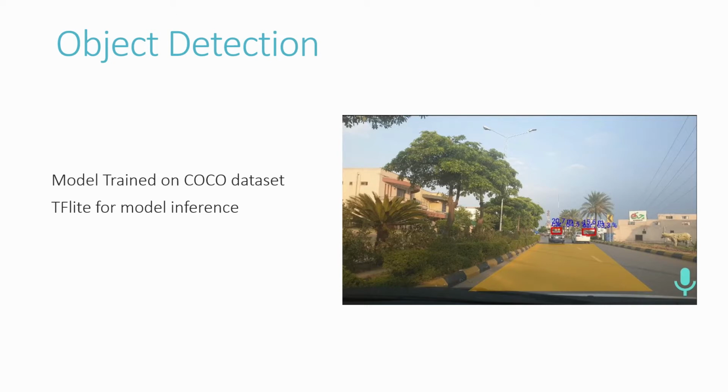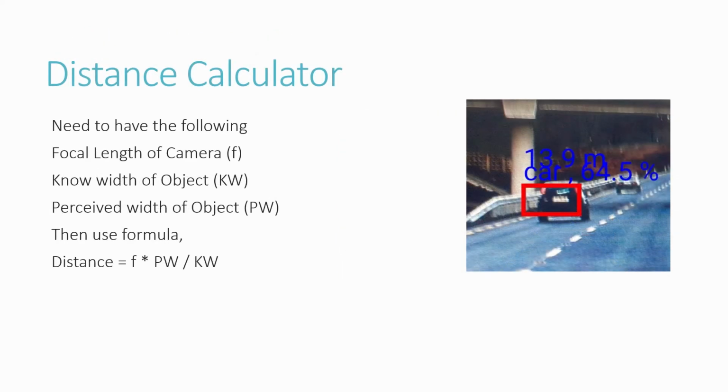To run object detection on the Android device, we are using the TF-Lite library as it is optimized for inference on mobile and embedded devices. Distance from the detected objects is calculated using the focal length of the camera, the perceived width of the object and the known width of the object. We have set the known width already according to the respective objects such as car, truck, etc., while the perceived width is calculated using the pixels acquired by the object in the image.